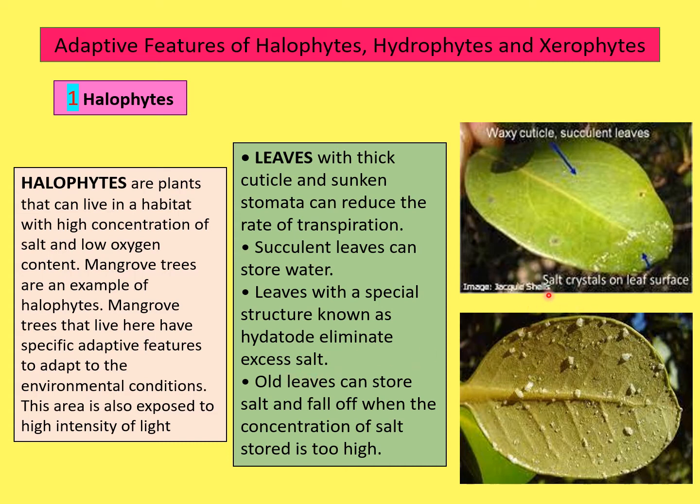Okay, from the diagram you can see salt crystal on the leaf structure. Okay, waxy cuticle, succulent leaf. Okay, this diagram, the first one, and then old leaf can store salt and fall off when the concentration of salt store is too high. Okay, you can see this is the old leaf with the excess salt here.